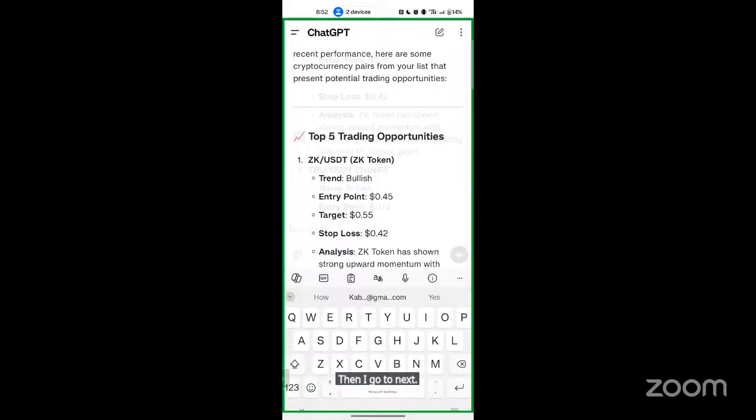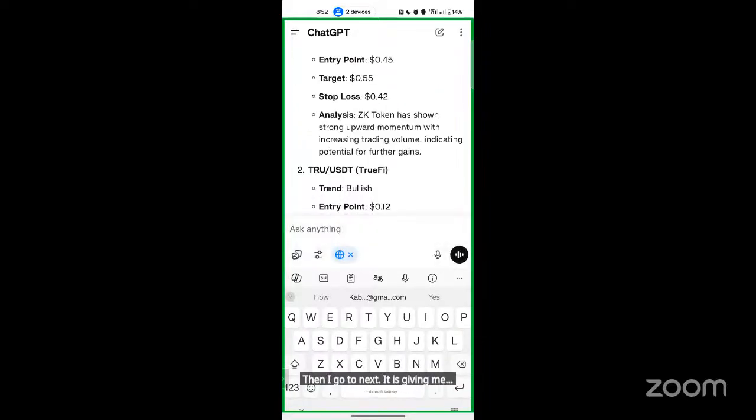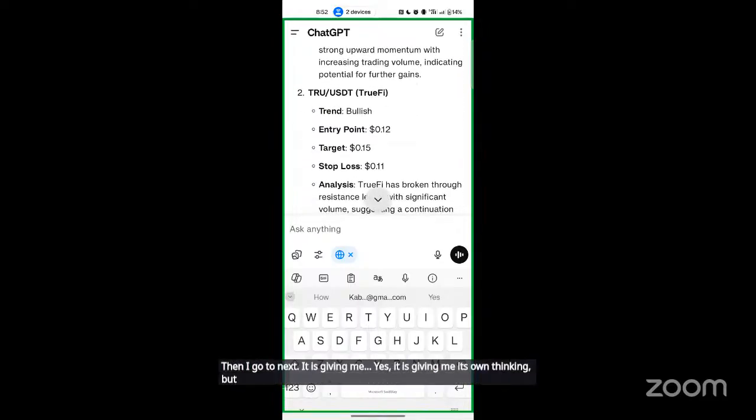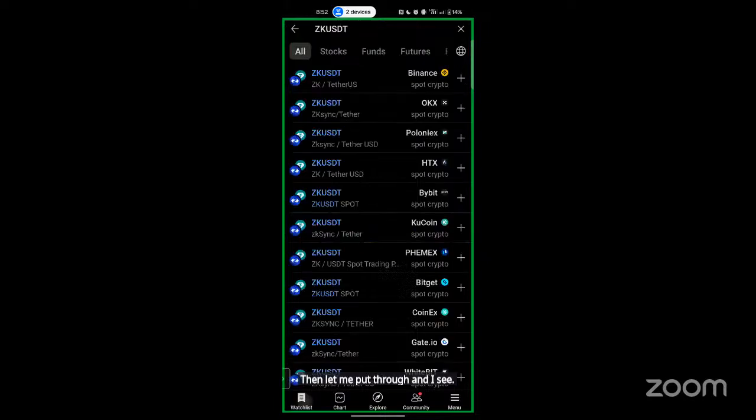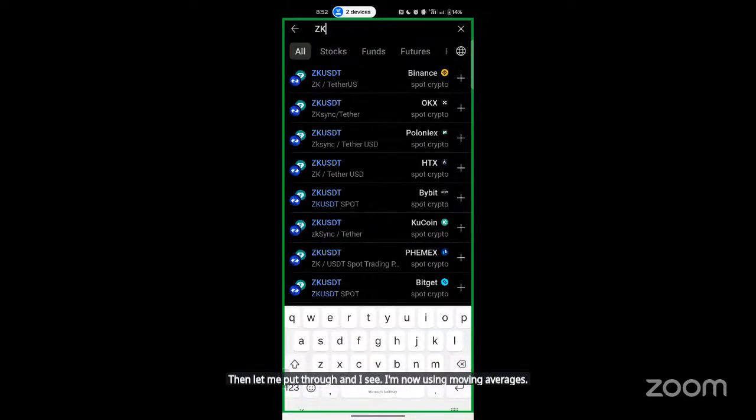It is giving me its own thinking, but I also need to cross check with what I know. Then let me put true and I see. I'm now using moving averages, but I can use other indicators.